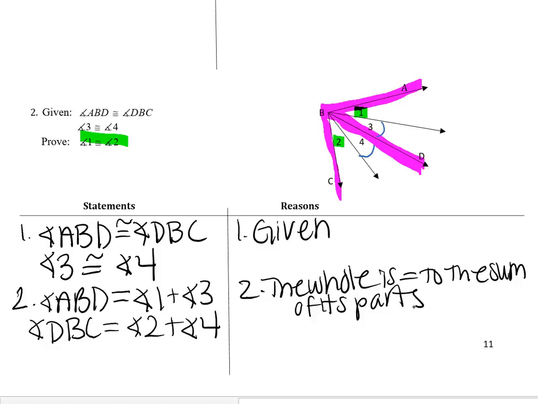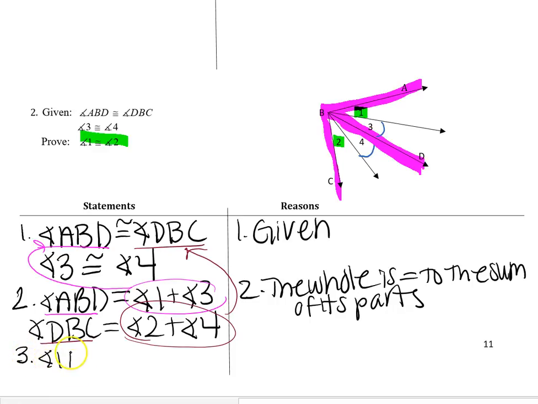Okay, now I know ABD is ABD right there. And then I've got DBC, DBC, so I can take 1 plus 3 and plug it in for ABD. And I can take 2 plus 4 and plug it in for DBC. So at my next step, angle 1 plus angle 3 must be equal to angle 2 plus angle 4. That's by substitution.